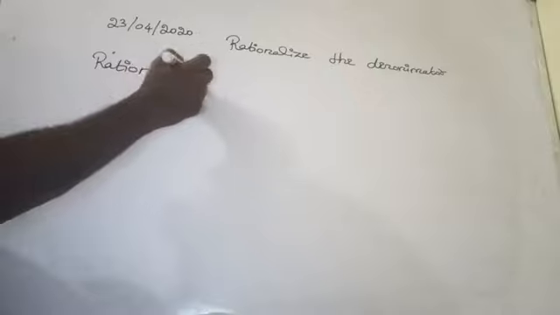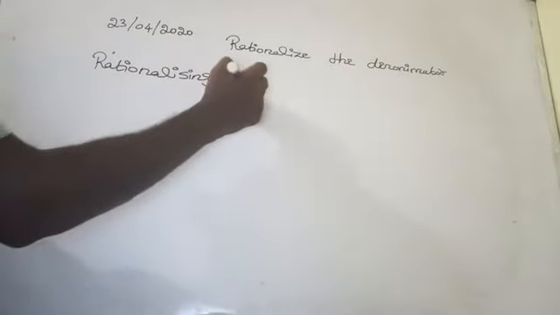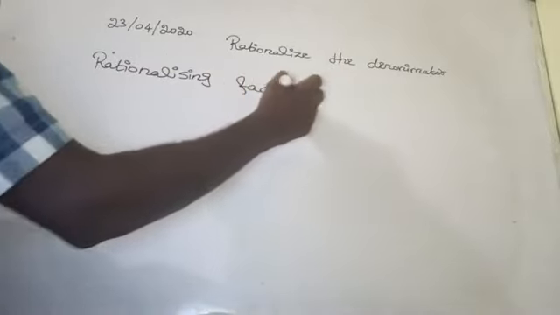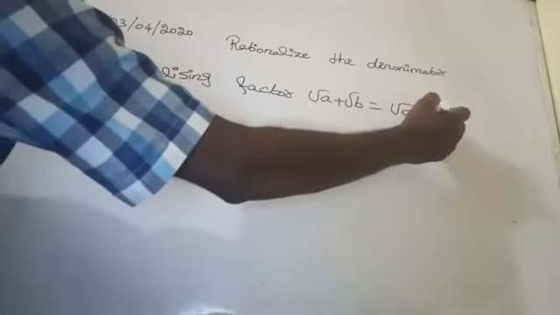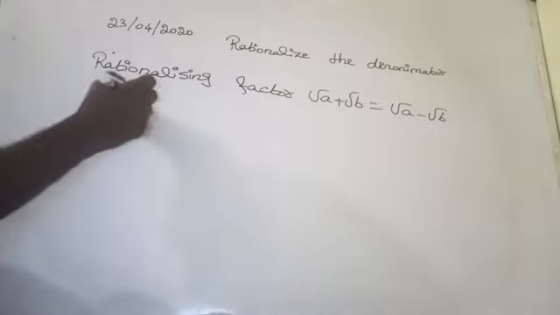Rationalizing factor of root a plus root b. What is that? Yeah, root a minus root b. It's very simple. Multiply these two now. Root a plus root b into root a minus root b.